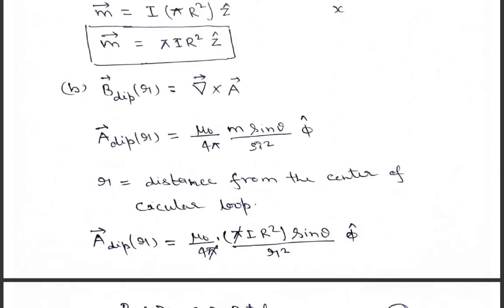So if you substitute the value of the dipole moment m, here it is a vector and this is the magnitude. If you write the magnitude, obviously that will be equal to pi I R square. If you substitute, the A dipole is equal to mu 0 upon 4 pi into pi I R square sin theta upon r square, phi unit vector. Here this is capital R square and this is small r square. This small r is the distance of the point of observation from the origin.